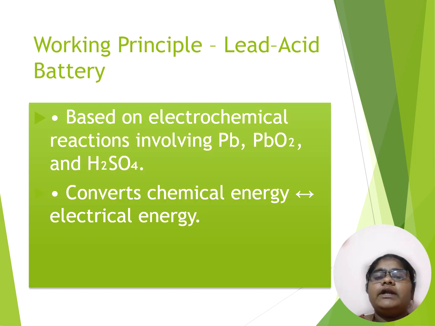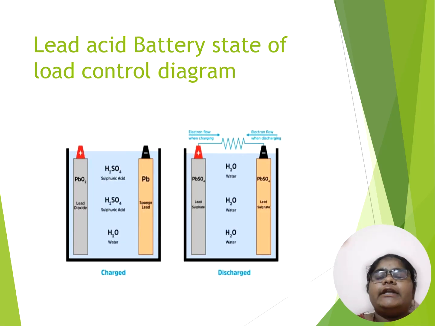Working principle of the lead acid battery. It is based on an electrochemical reaction involving lead dioxide, lead and dilute H2SO4, and it converts chemical energy to electrical energy. Lead acid battery state of charge diagram: there are two diagrams, one is the charged lead acid battery and the other is the discharged lead acid battery.